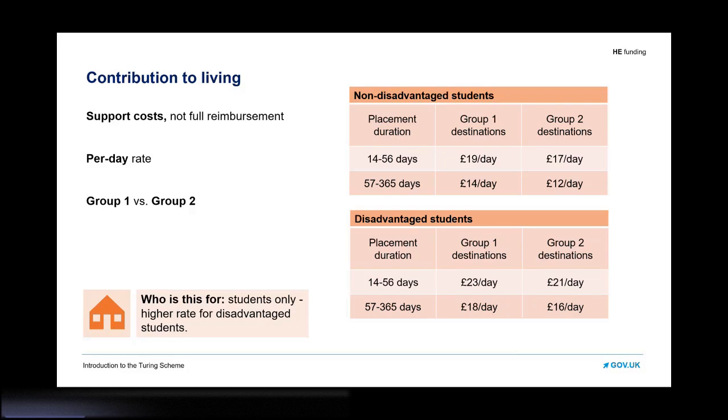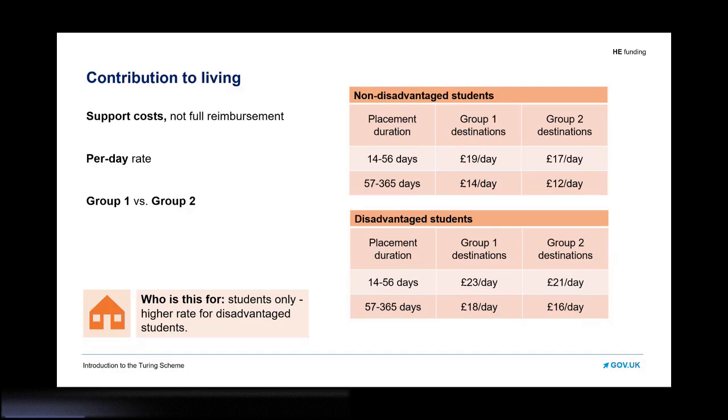We provide a per day contribution to living costs for each student. We do not fund accompanying staff in the higher education sector. For higher education, living costs are paid as a per day contribution that varies by destination group and placement length. For placements between 14 and 56 days, the rates are £19 per day in Group 1 and £17 per day in Group 2. For 57 to 365 days, they are £14 per day and £12 per day, respectively.